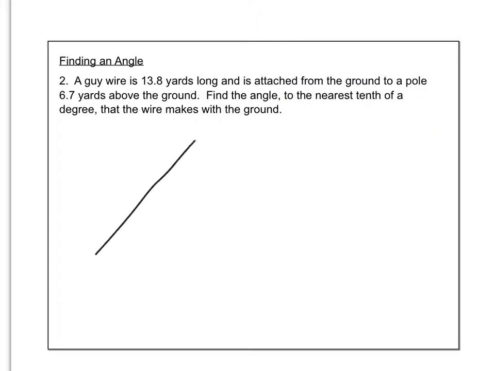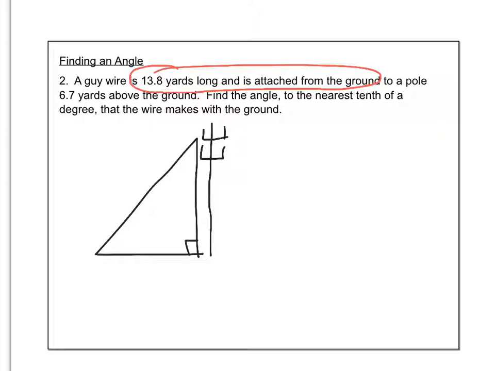All right, again, the first thing I would do is go ahead and draw your triangle. My goal is to always face it that way, and then I read the problem and kind of put things in. So if a guy wire is 13.8 yards long and is attached from the ground to a pole 6.7 yards above the ground, find the angle to the nearest tenth of the degree that wire makes with the ground. So we've got a pole here. And we know that the wire itself is 13.8 yards long.